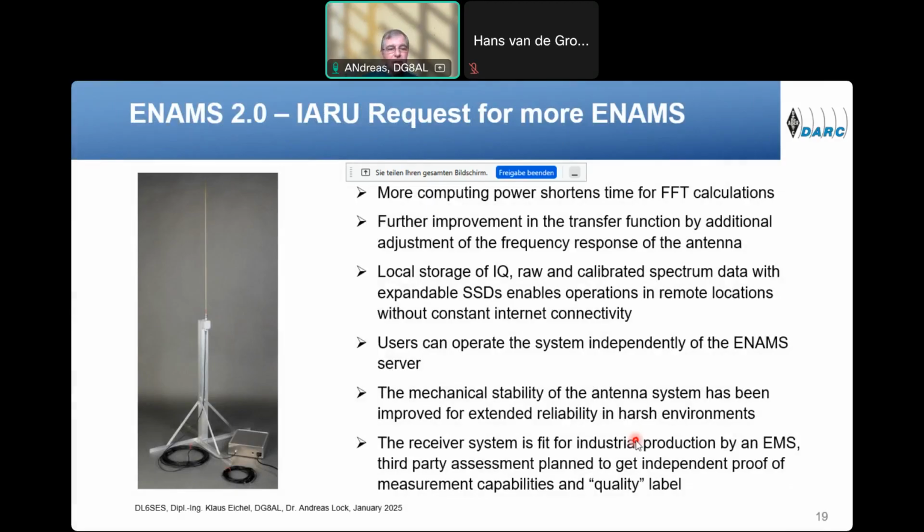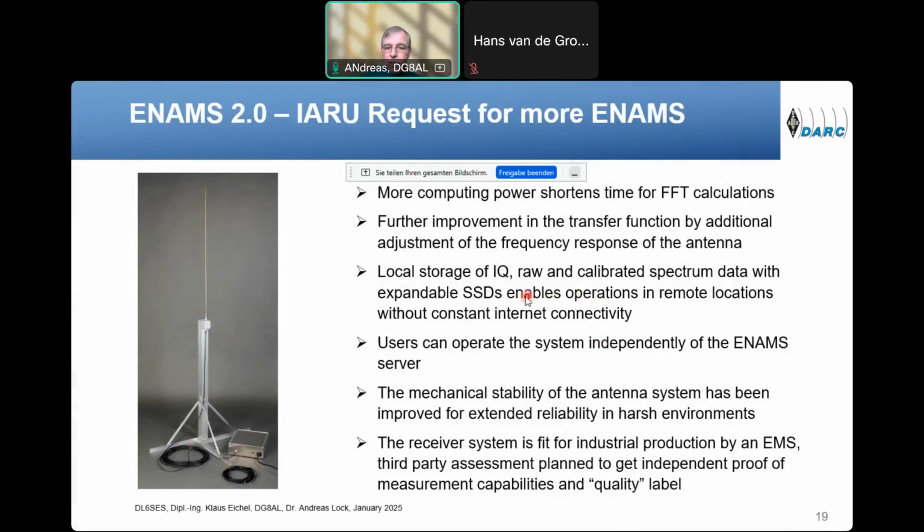So this is the characteristic now of ENAMS 2. We have more computing power, which shortens the time of the FFT because we have added a Raspberry Pi 5. So I also touched on it. We have the improvement of the transfer function by additional adjustment of the frequency response of the antenna.